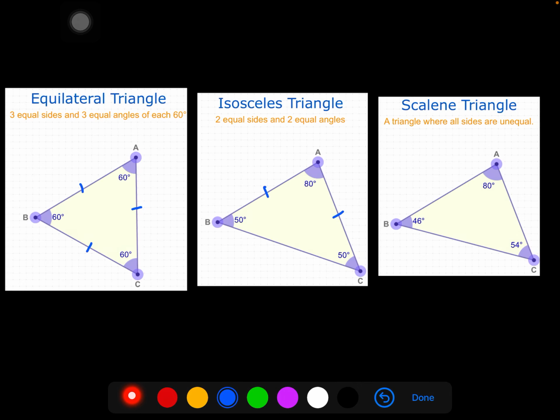So we have three types of triangle based on the sides. We have the equilateral triangle, with three equal sides. It also follows that all the angles inside this triangle are 60 degrees. They are all the same.